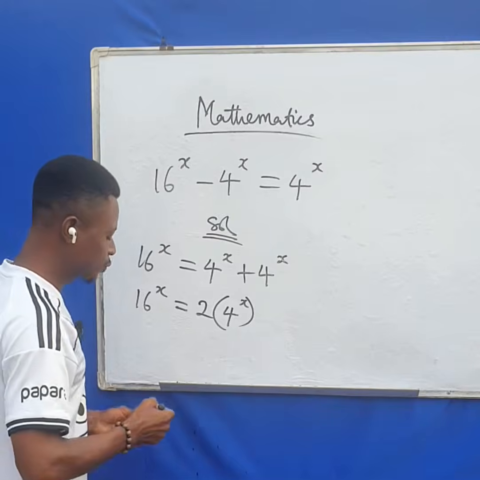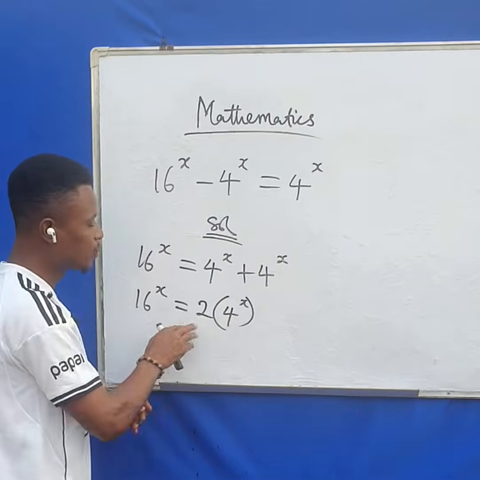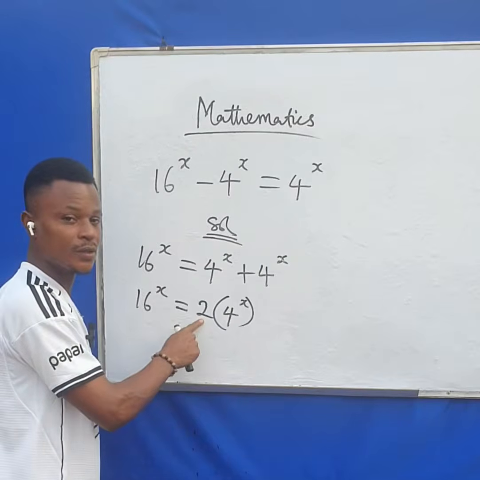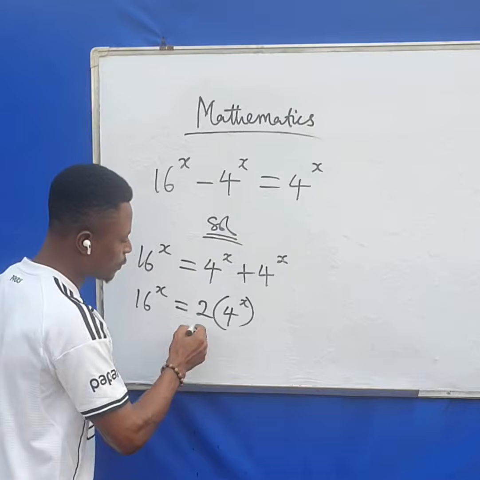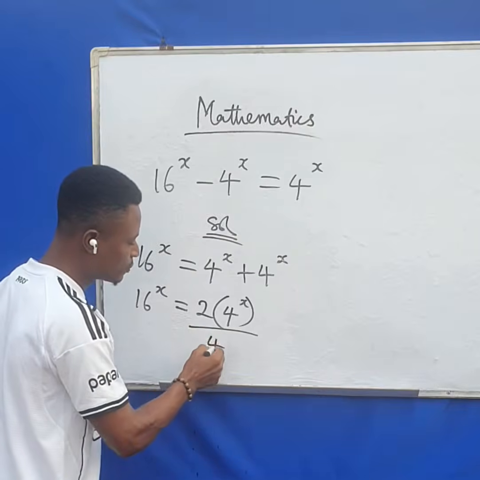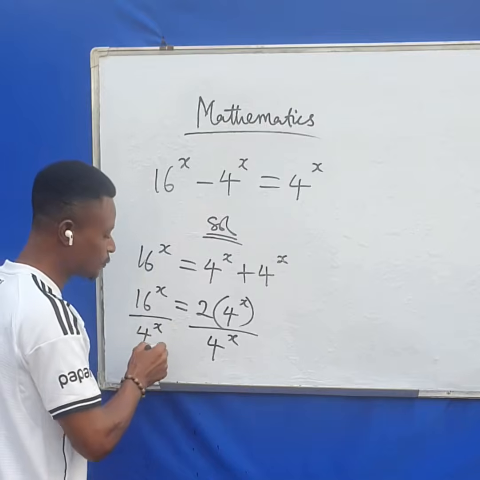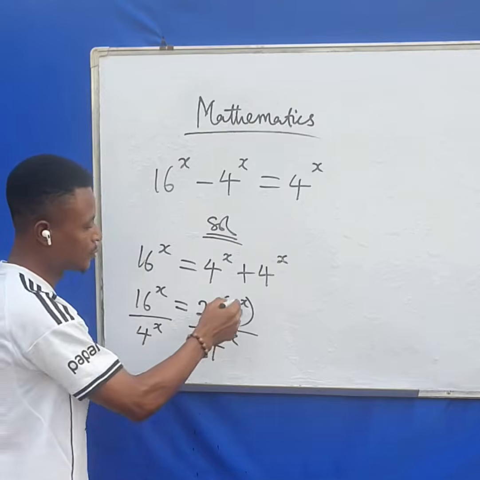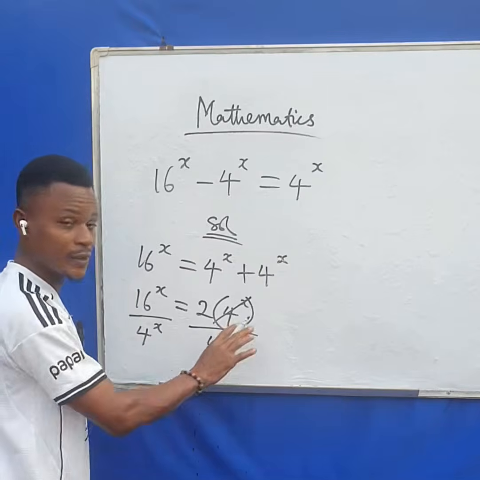Now the next thing to do is to divide both sides by this 4 raised to the power of x, so that we are going to be left with only this 2 on the right hand side of the equation. We divide this by 4 raised to the power of x and divide this by 4 raised to the power of x. This 4 raised to the power of x will cancel this one on the right.